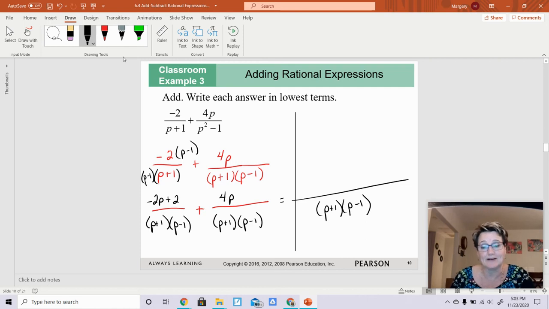Now add the numerators together, whatever you can. I have 4p plus a negative 2p gives me a positive 2p. I have a positive 2. Now, you would think I'm finished, but I'm not.